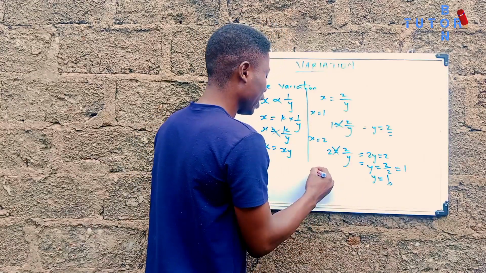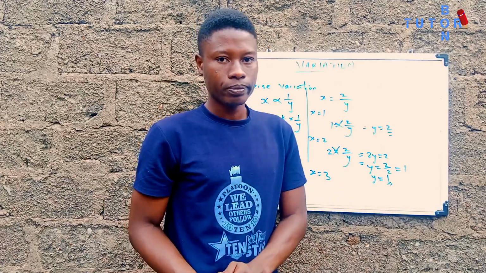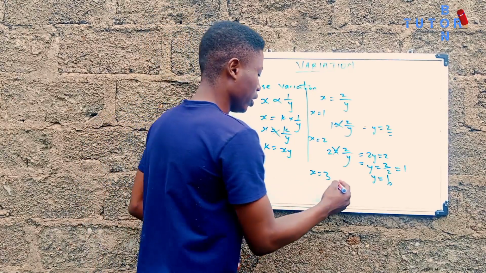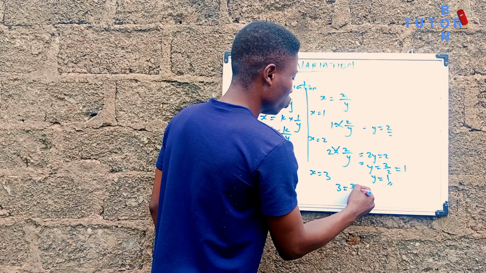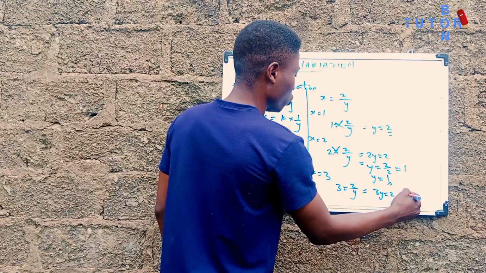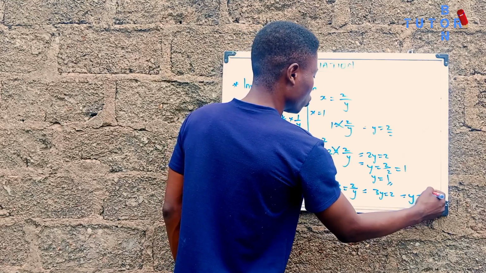Let's look for when x is equal to 3. When x is equal to 3, you have 3 equals 2 over y, and you have that to be 3y equals 2, and your y to be equal to what?